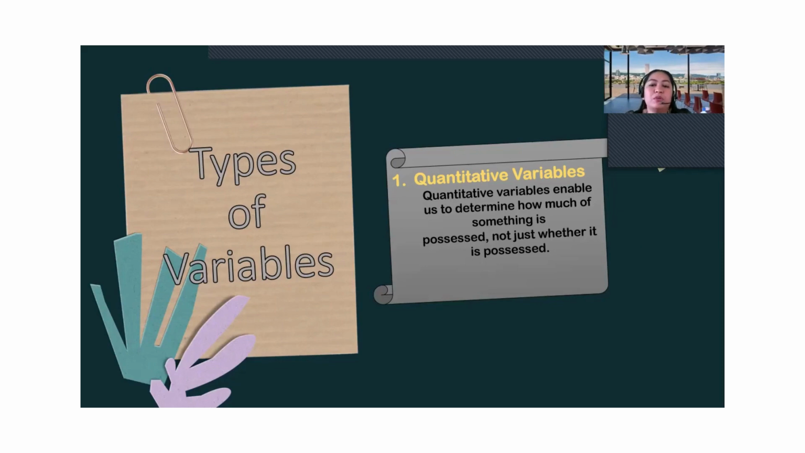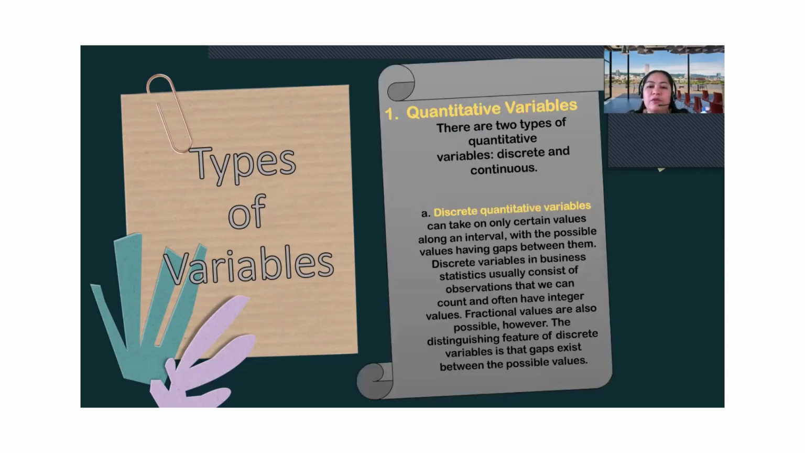So next is the quantitative variable. Quantitative variables enable us to determine how much of something is possessed, not just whether it is possessed. There are two types of quantitative variables: discrete and continuous. Discrete quantitative variables can take on only certain values along an interval, with the possible values having gaps between them. Discrete variables in business statistics usually consist of observations that we can count and often have integer values. Fractional values are also possible.